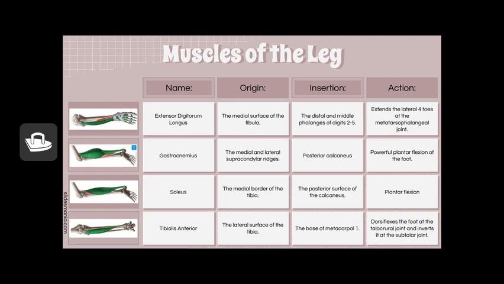Lastly, we have the tibialis anterior. The origin is going to be the lateral surface of the tibia, and the insertion is going to be the base of metacarpal 1. The action of the tibialis anterior is it dorsiflexes the foot at the talocrural joint and inverts it at the subtalar joint. So these are our muscles of the leg. These are not all of the muscles of the legs, but just a few of them. And just keep in mind that these muscles are going to allow our body to move, carry the weight of the body, and also support us when we stand.